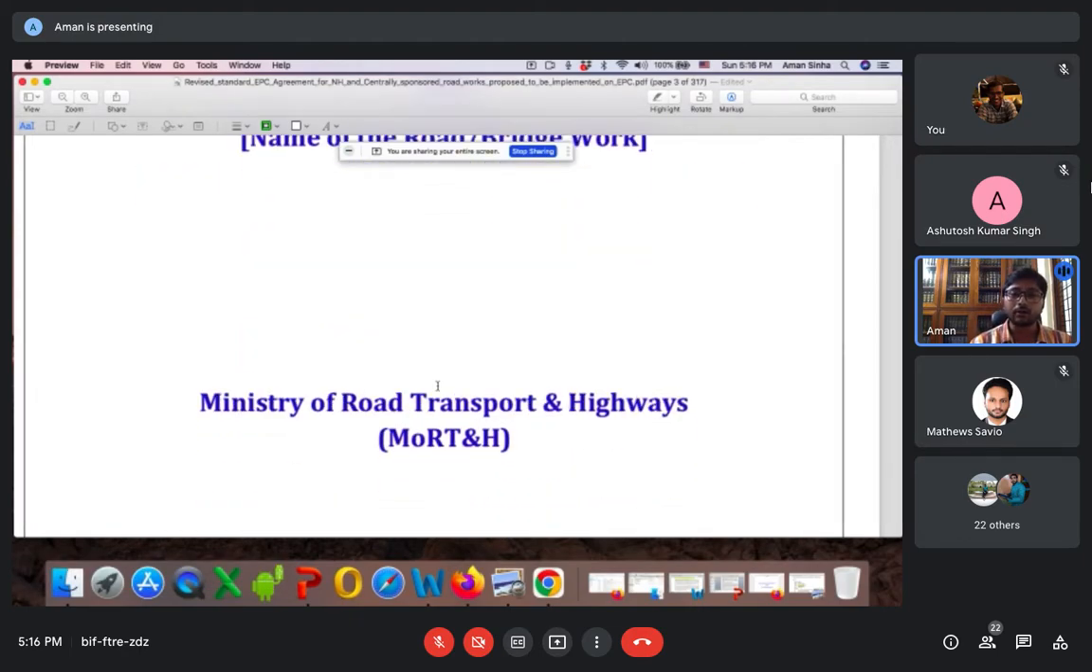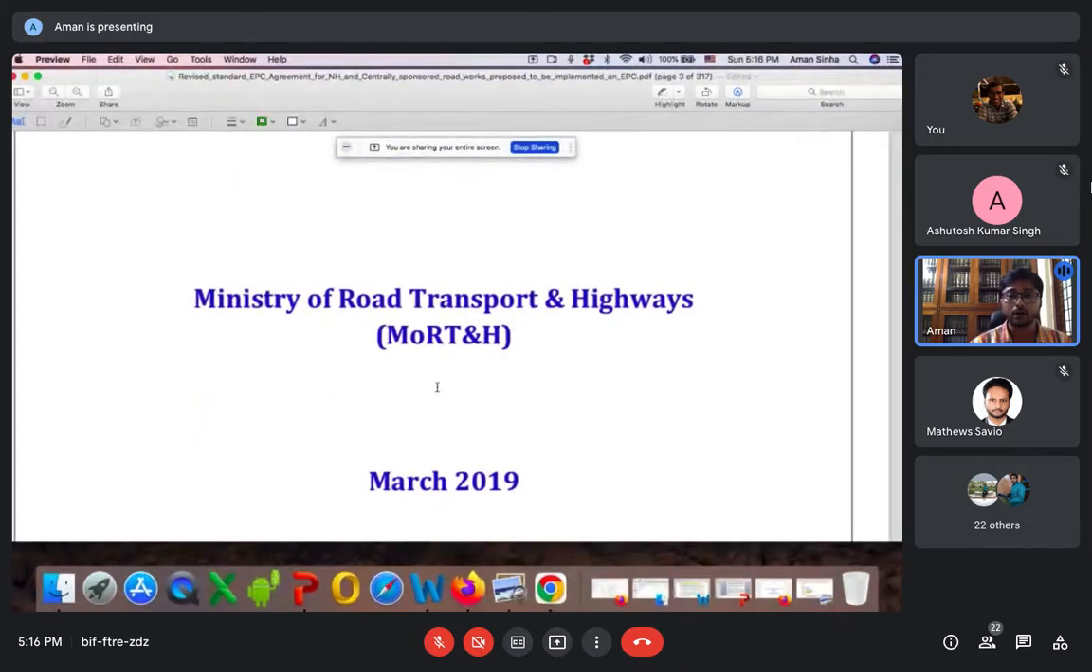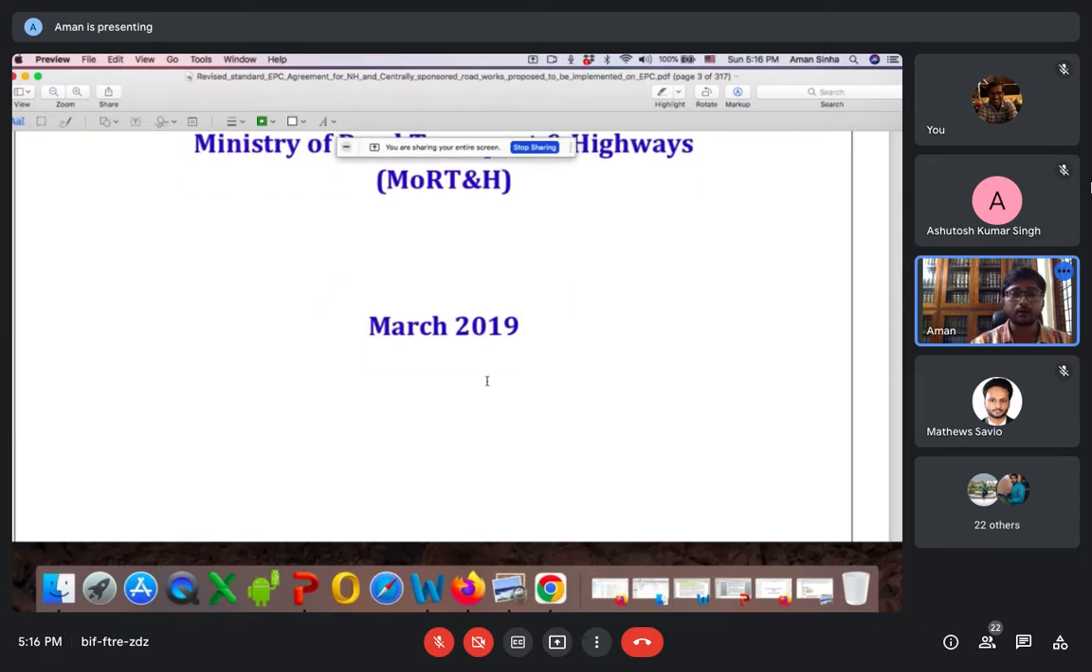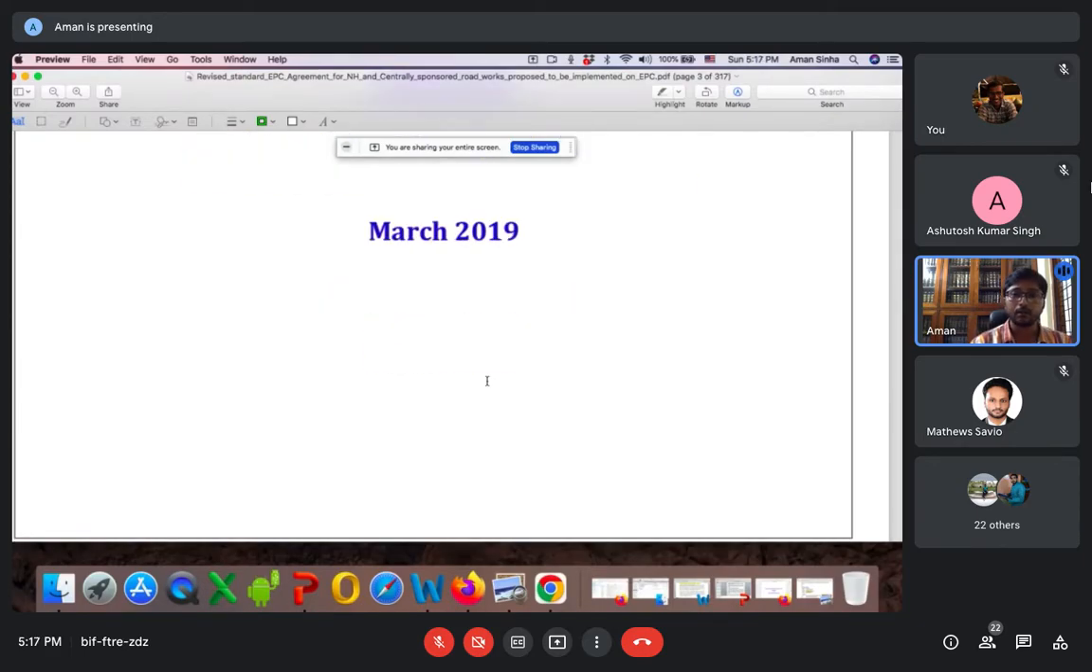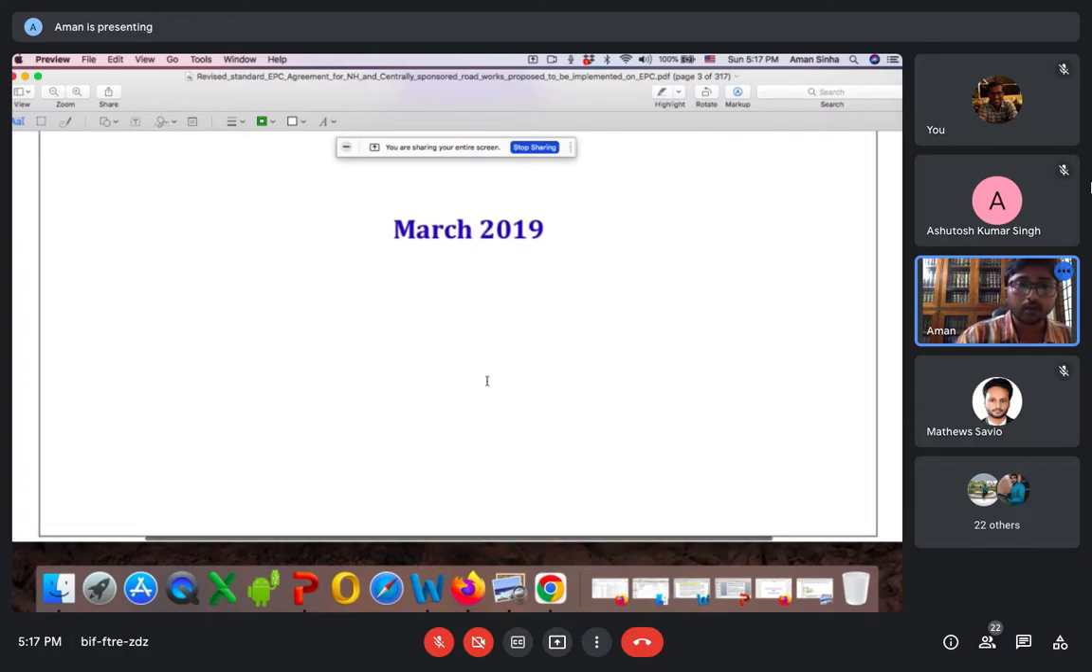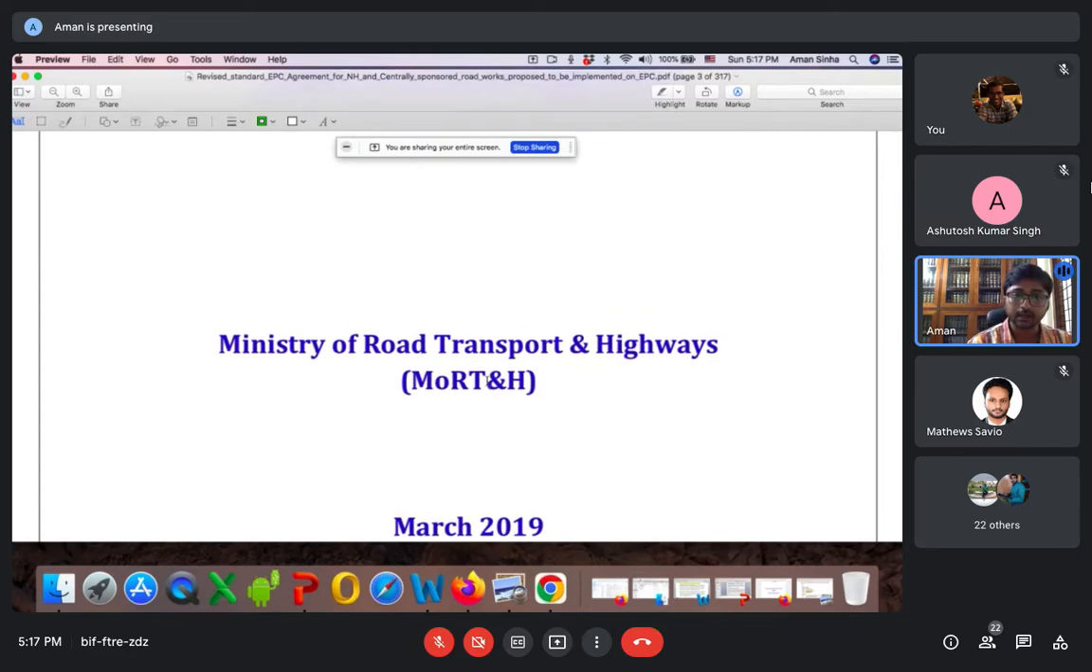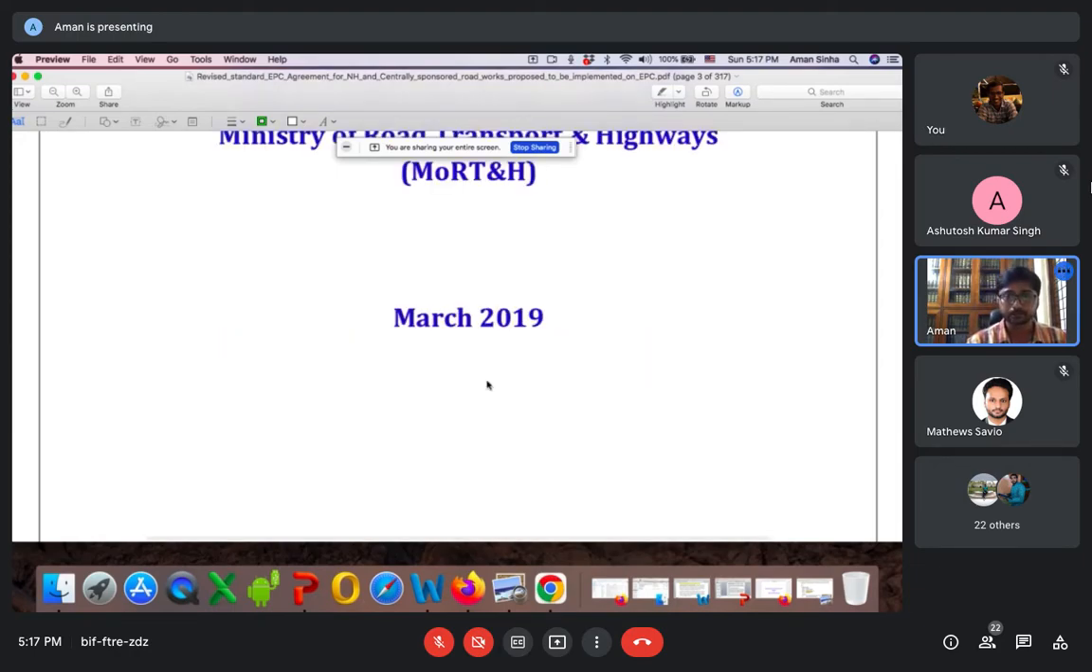And although in this only the general condition of contract is given, there are special conditions of contract also mentioned. It depends on the magnitude of the project. This GCC, or general condition of contract, is applicable for every kind of road, because I'm dealing here with road only. But for the special condition of contract, specific provisions or specific terms will be provided in that SCC.